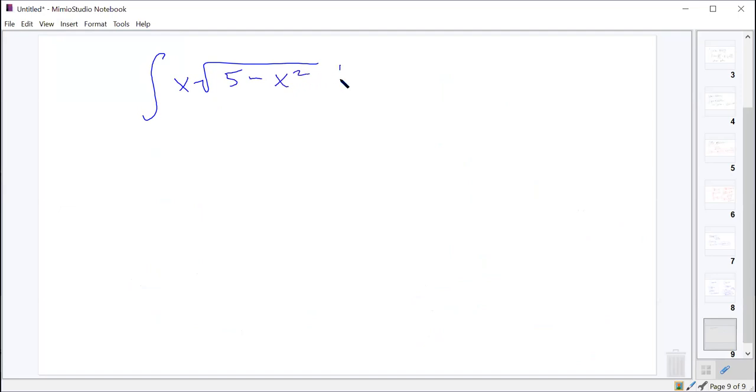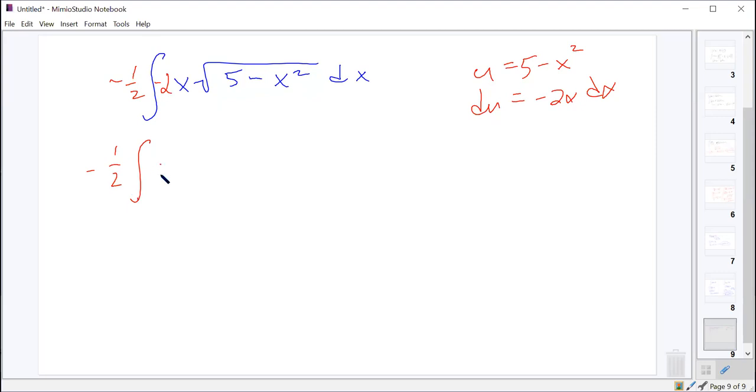Another one that we might end up seeing is something like this: x square root of 5 minus x squared dx. And so something like this, we want to u sub out the complicated piece of it, the thing that would be like in parentheses inside the other function that we have, square root 5 minus x squared. So we want to let u equal 5 minus x squared, so that du would become negative 2x dx. We'd put in our negative 2, and we'd put in a negative 1/2, and we'd end up with negative 1/2 of the integral of the square root of u. So I'm just going to write that as u to the 1/2 times du.